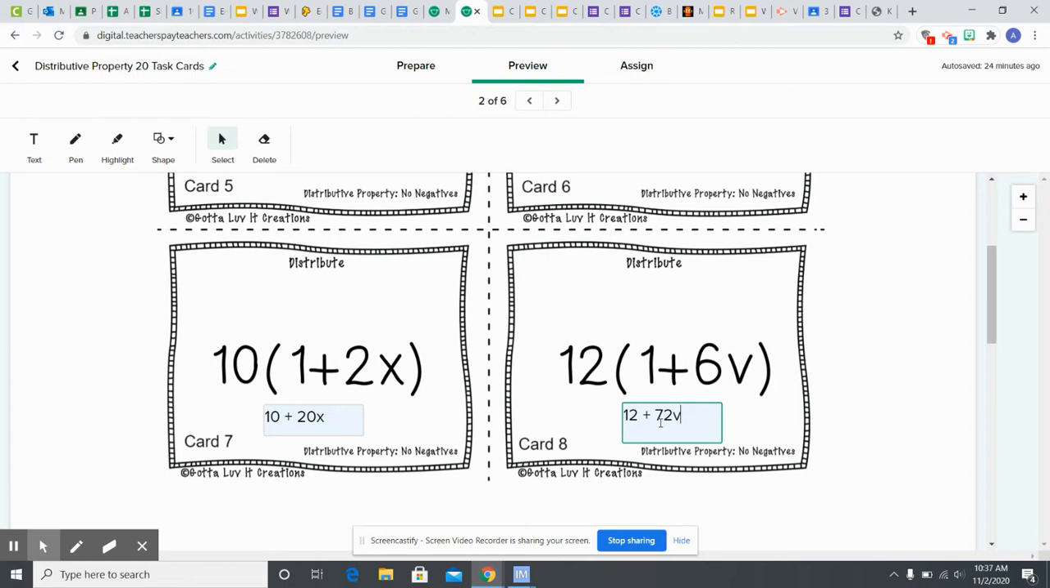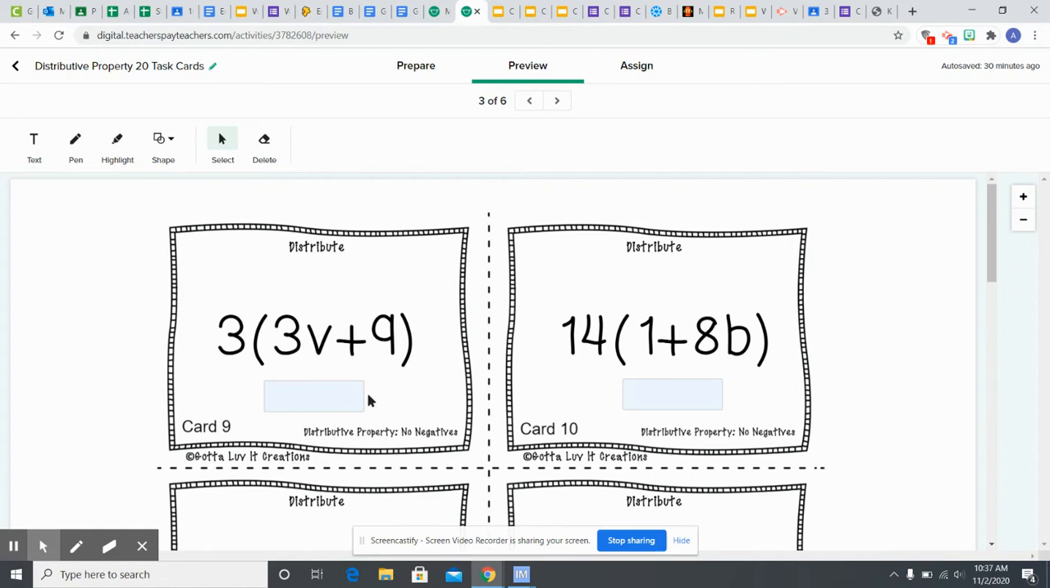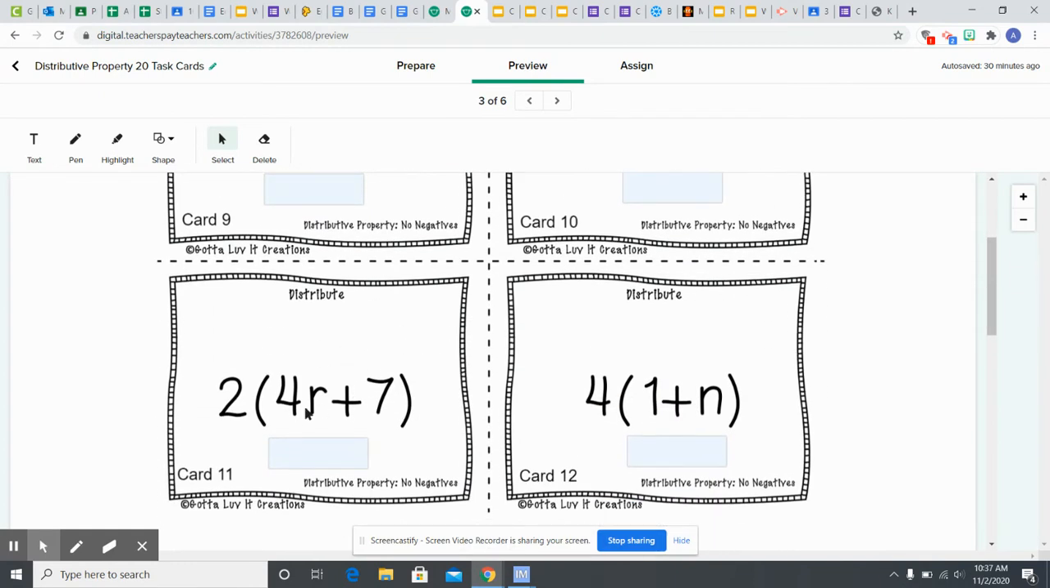All right. That was card number 8. So now I'm going to move on to the next one. These top 2 are the last 2 I'm doing with you all. And then after that, you'll start from here and do the rest of your pages.